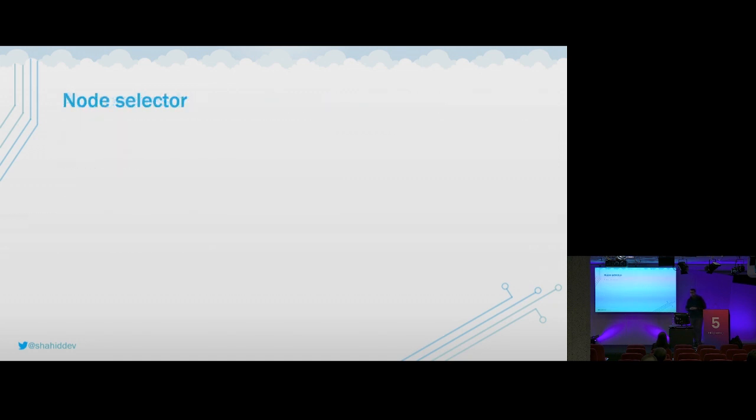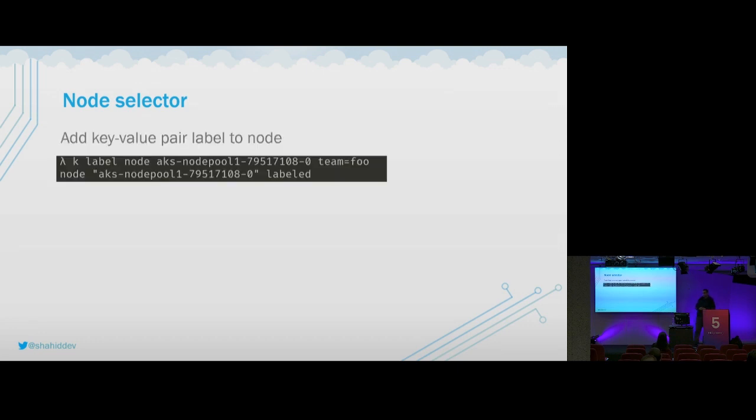So let's talk about the node selector first. This is the most straightforward, the most basic version. Essentially, all we're doing is we assign a label to our node. Incidentally, on my screenshots, everywhere you see the K, that's the alias for kubectl. I'm just lazy, so I don't type it out. So what we do is we label a node with a key value pair. In this case, I'm labeling this AKS node with team equals foo.